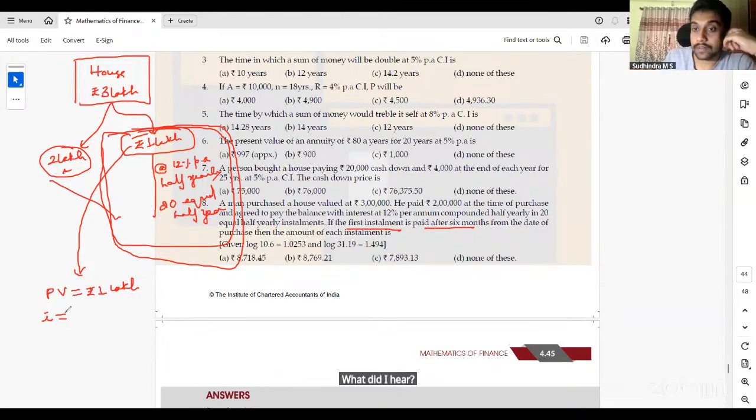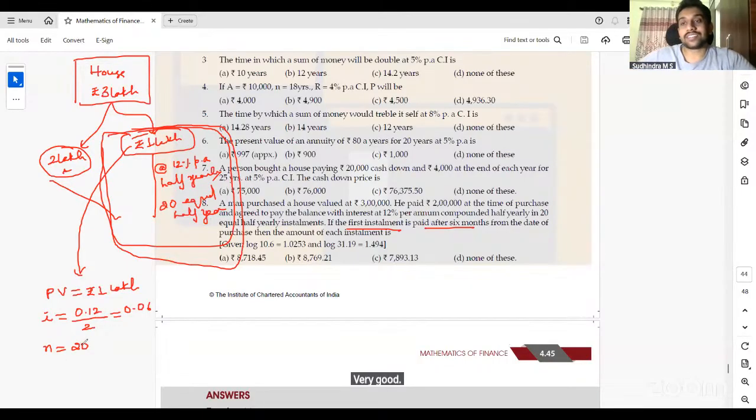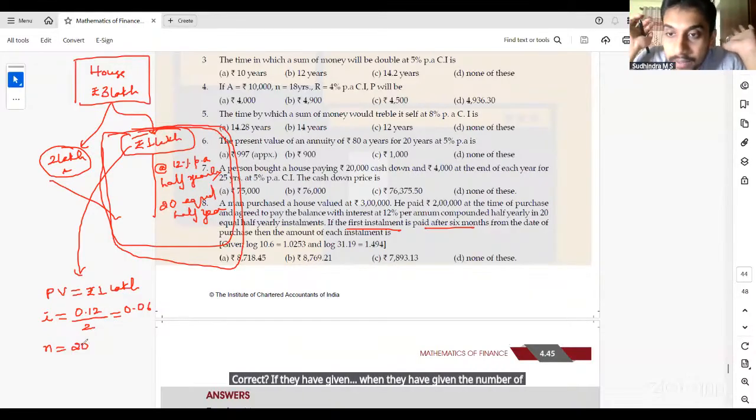0.1. No, it's not 0.12. 0.12 divided by 2, 0.06, because it is half yearly compounding. Same way, what is n here? 20. Very good, 20 installments. Correct. When they have given the number of installments, I can directly take 20.